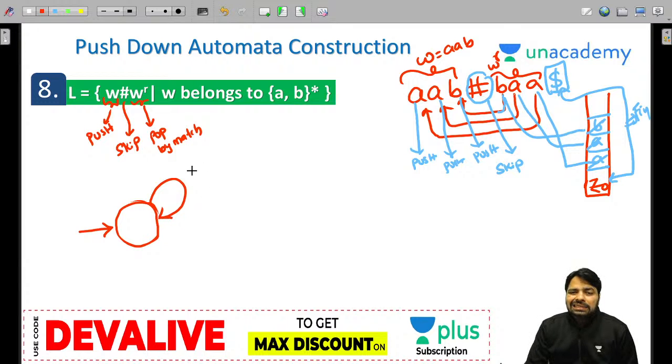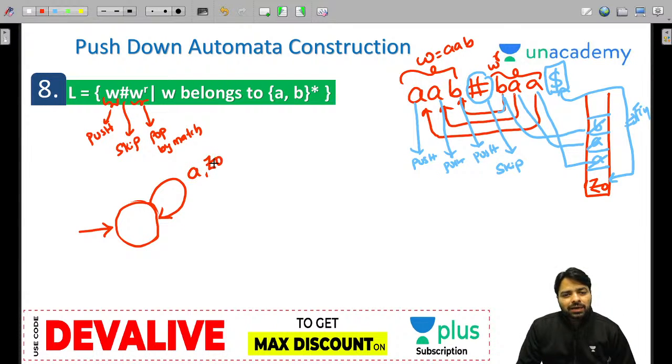Here, anything may come, right? We don't know. A comma Z0 might be coming. B comma Z0, the first symbol may be B. And A comma A, A comma B, B... just wait, guys. A comma Z0, B comma Z0 means nobody is there. These are the first symbols.